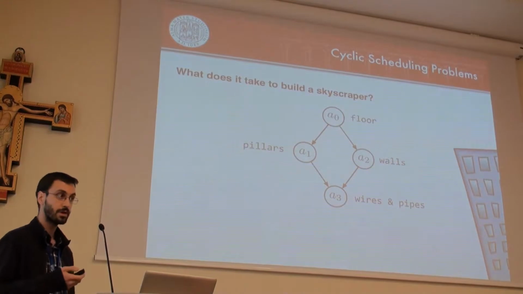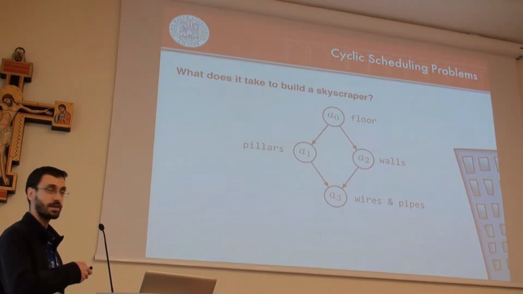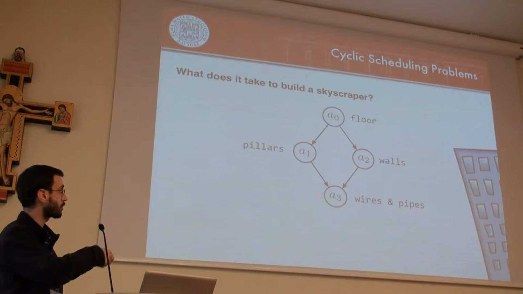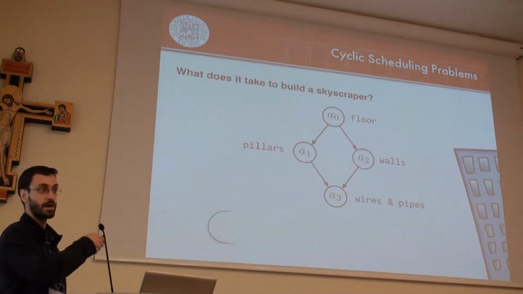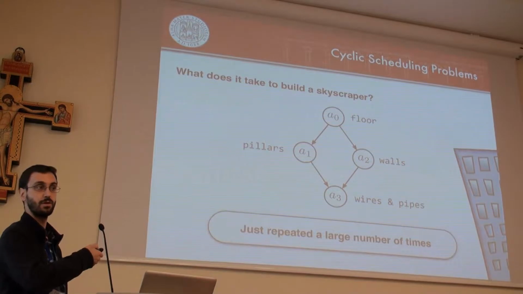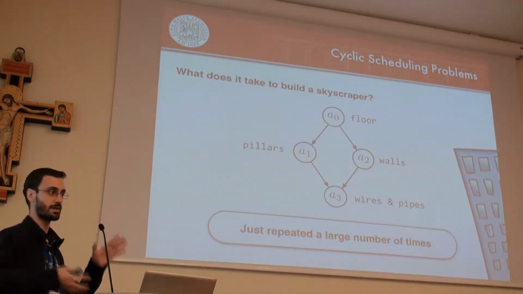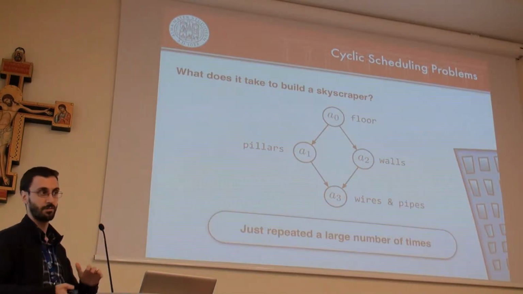So, first step, what is cyclic scheduling? Say we want to build a skyscraper. What do we have to do? We have to build a floor, we have to extend the pillars, then make the walls, then we add the wires and pipes and whatever is left. We just have to do this a bunch of times, once for each floor. So this is the essential part in cyclic scheduling. There is a small project you have to repeat indefinitely over time.